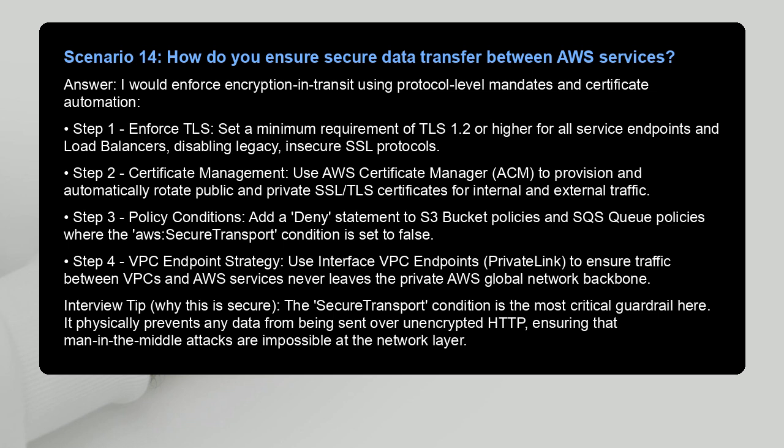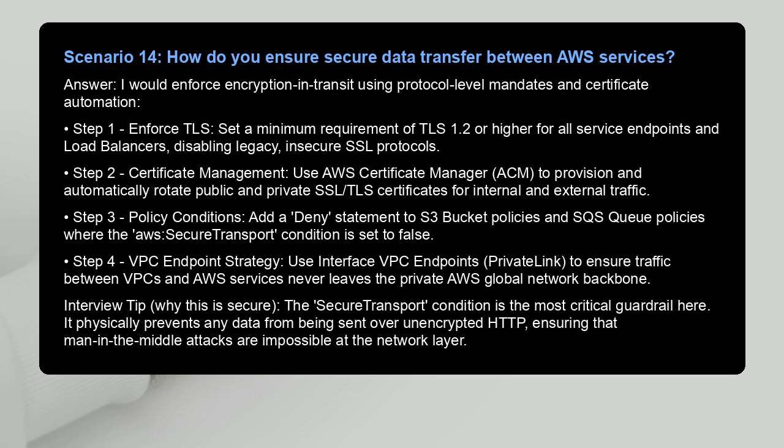Step 2. Certificate management. Use AWS Certificate Manager, ACM, to provision and automatically rotate public and private SSL/TLS certificates for internal and external traffic. Step 3. Policy conditions. Add a deny statement to S3 bucket policies and SQS policies where the aws:SecureTransport condition is set to false. Step 4. VPC endpoint strategy. Use interface VPC endpoints, PrivateLink, to ensure traffic between VPCs and AWS services never leaves the private AWS global network backbone.